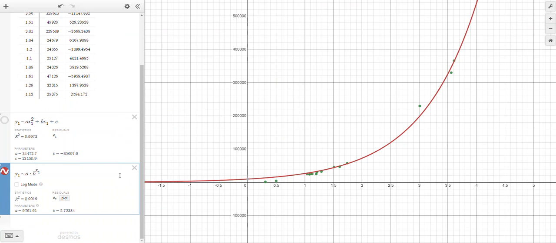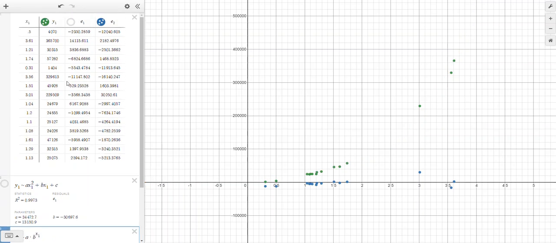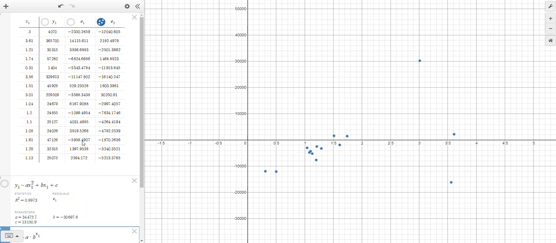I'm going to, again, look at the residual plot, so I'm going to click plot, turn off my curve of best fit and my original data, and zoom in on my residual plot here. So ultimately, I want to compare the two residual plots. So I'm going to turn back on my quadratic residual plot. So the quadratic residuals are black, the exponential residuals are blue.